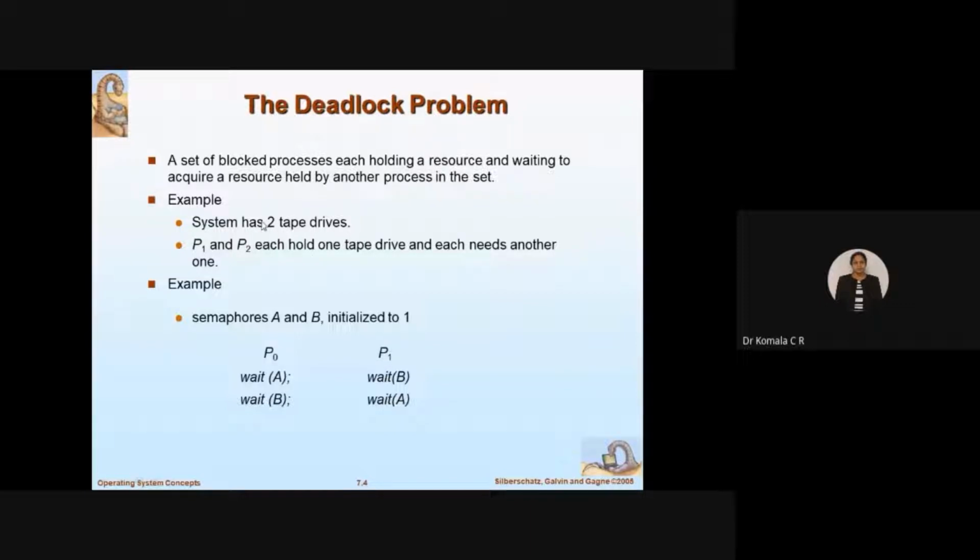I have another example with two processes. Say I have a system which has two tape drives. These two tape drives are the resources which can be used by processes P1 and P2. P1 and P2 each hold one tape drive. I have given one tape drive to P1 and the second to P2, and each needs another one. P1 already has one tape drive but wants the other, which is used by P2. In the same way, P2 has one tape drive but wants the one used by P1. This is how the problem appears.